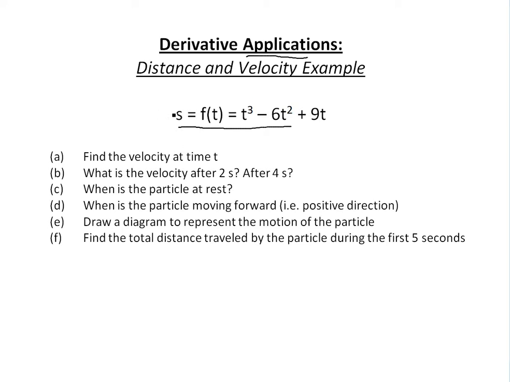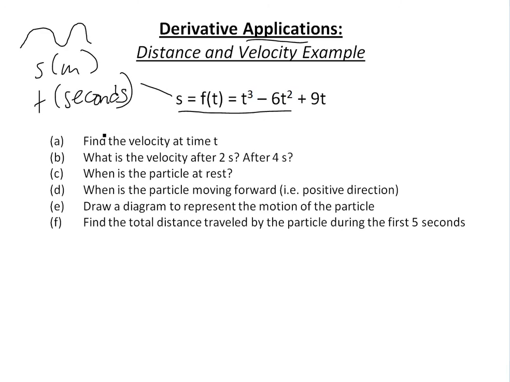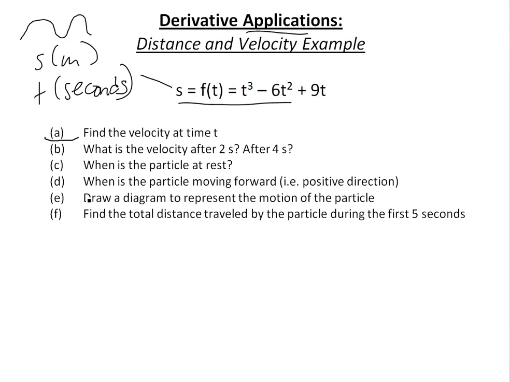So basically, this is, let's say, a distance function of a particle. Let's say it's just moving either forward or backward with time. So S is in meters and t is in seconds. We'll just give them these units. So now let's solve these questions. Say for part A, what is the velocity?